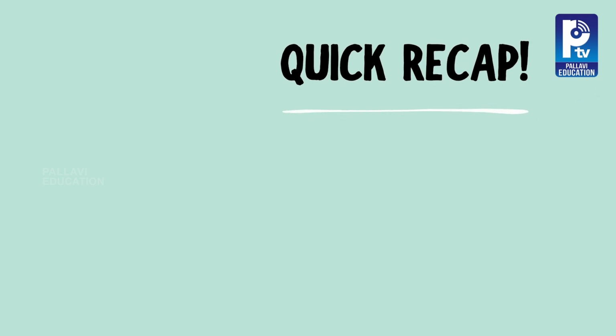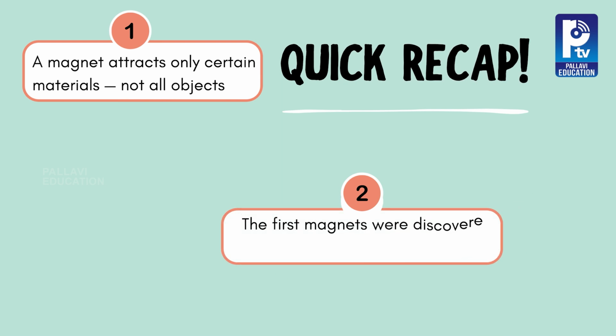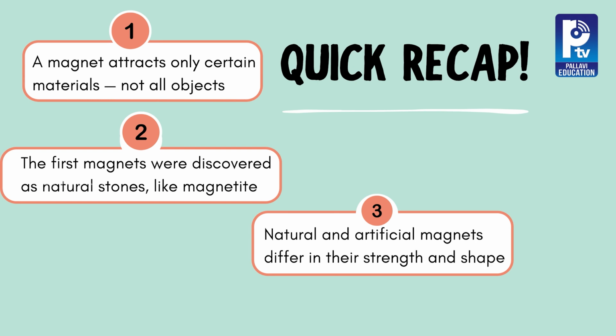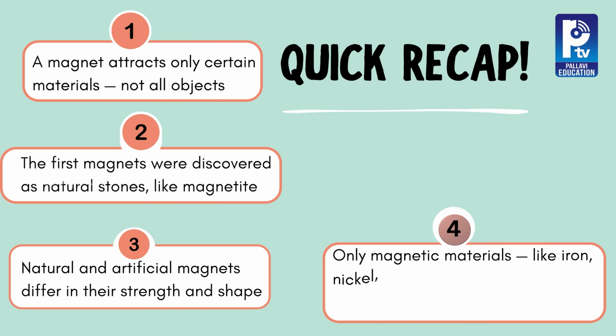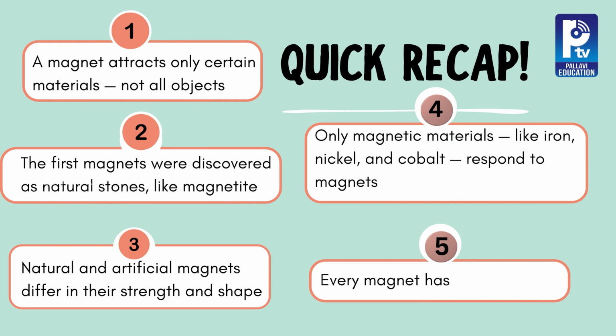Let's quickly recap what we've learned so far. A magnet attracts only certain materials, not all objects. The first magnets were discovered as natural stones, like magnetite. Natural and artificial magnets differ in their strength and shape. Only magnetic materials, like iron, nickel, and cobalt, respond to magnets. And every magnet has two poles, which either attract or repel, depending on how they face each other.